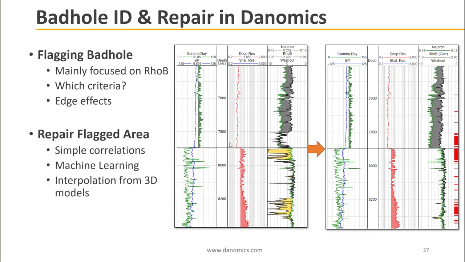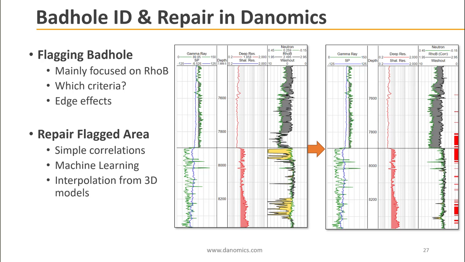So essentially what we want to do is take something like we have over here on the left, where we have this washout interval at the top of our log, and we want to repair it to something that makes more sense. Now, two-step process. First of all, we flag the bad hole. So we identify some criteria based on things like wellbore size, rugosity, the density correction, etc. We come up with a flag. We may need to pad that flag out.